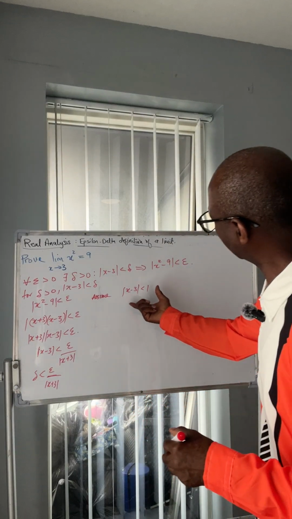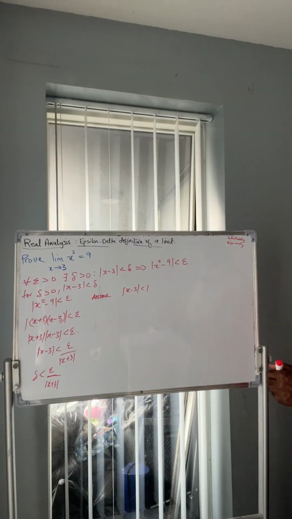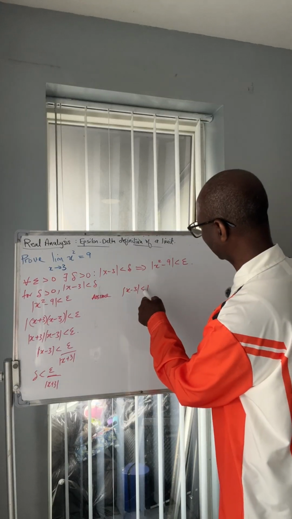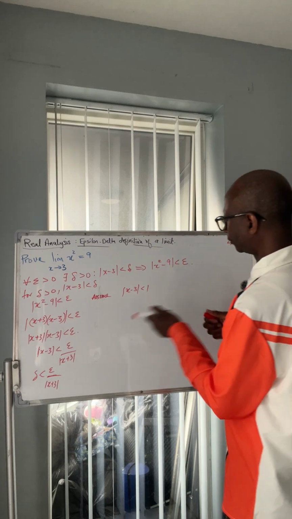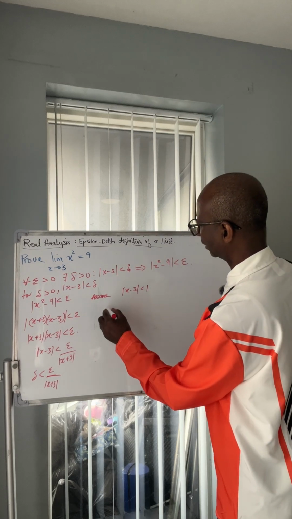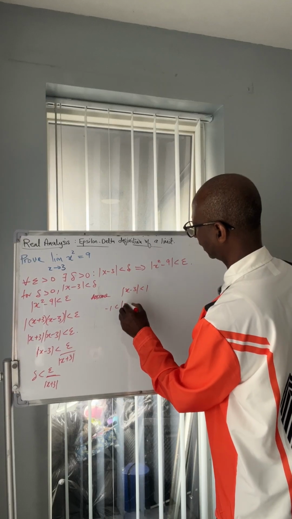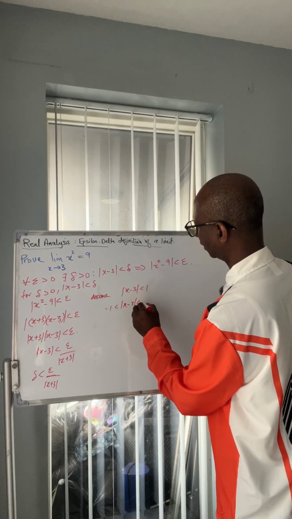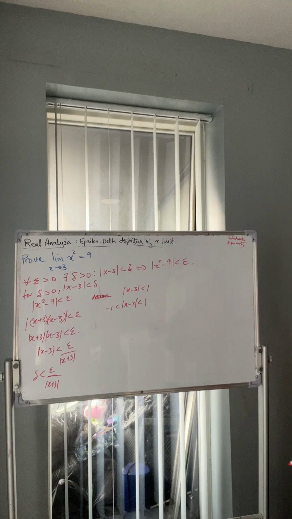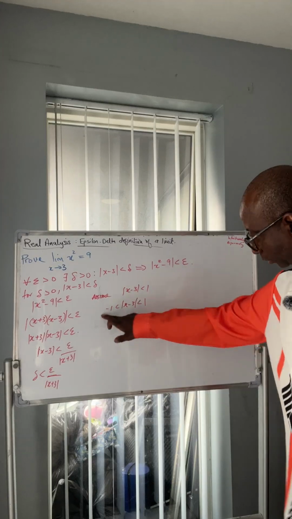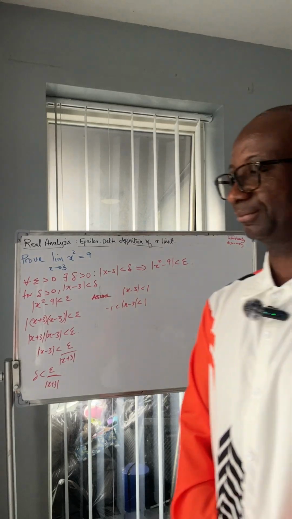So when you have an equation like this, what it's telling you is, if this is less than 1, then minus 1 is less than x minus 3 less than 1. That is what that means. If you state it like this, this is how it is read.